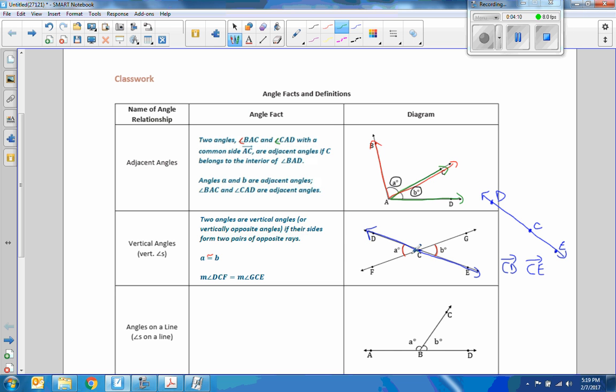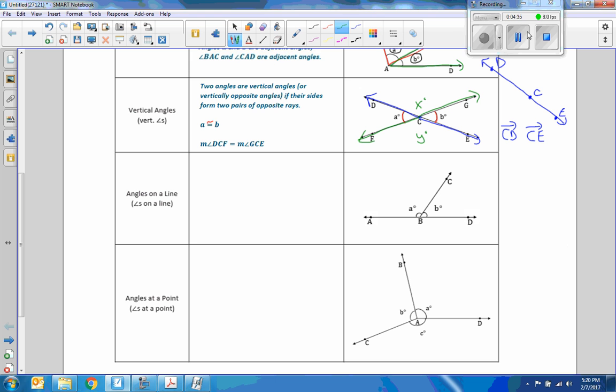Same goes for ray CF and ray CG. They form a straight line by making opposite rays. So what they're saying is if two pairs of opposite rays form angles, the opposite angles are congruent. So this angle here will be congruent to this angle.